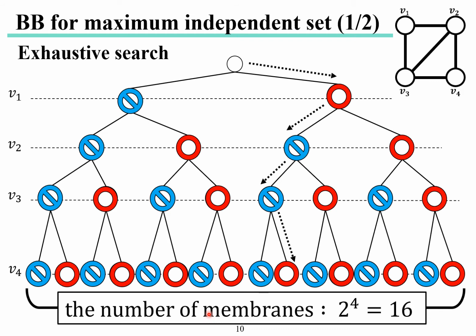In a standard decision tree, the number of leaves is equal to a power number of the input size, and in this case, the number of membranes is 2 to the 4th power, that is 16.